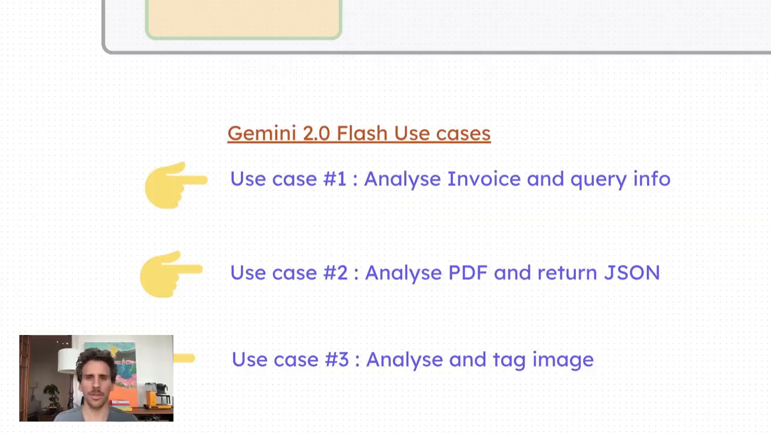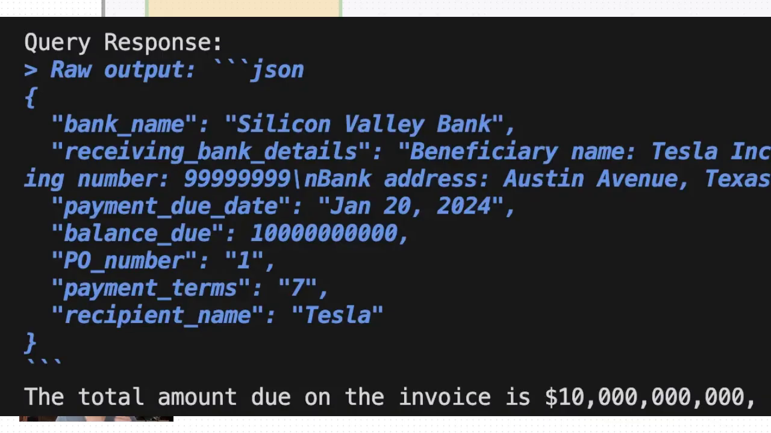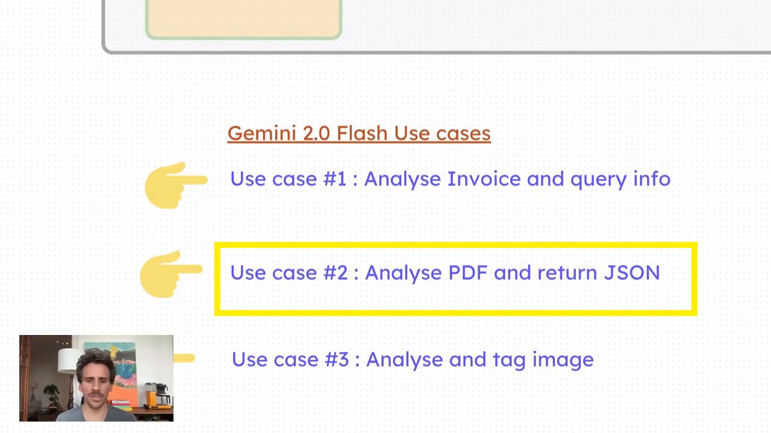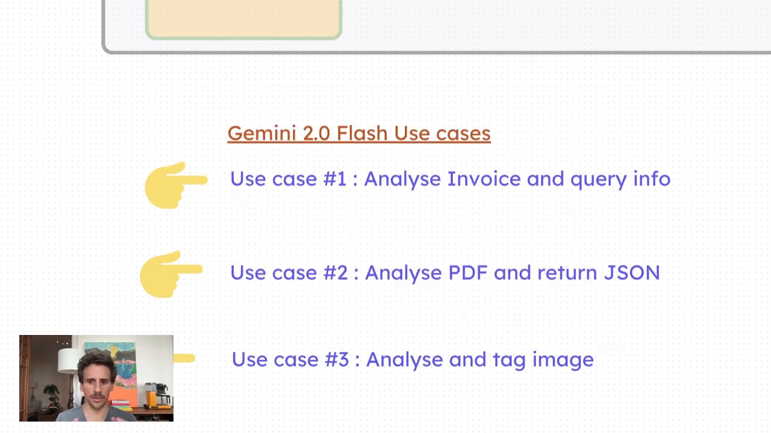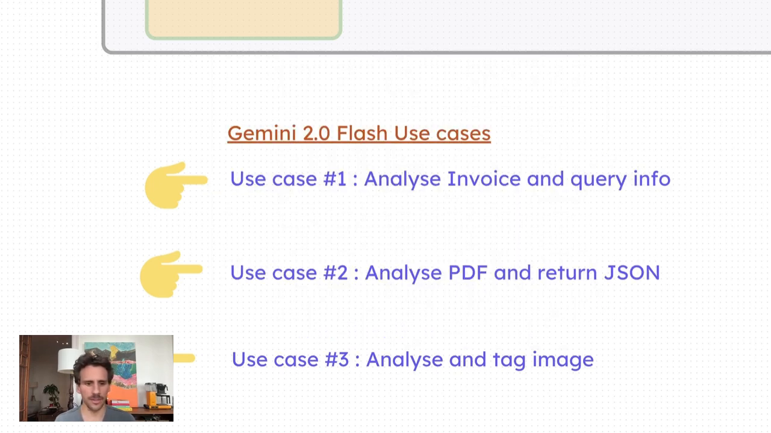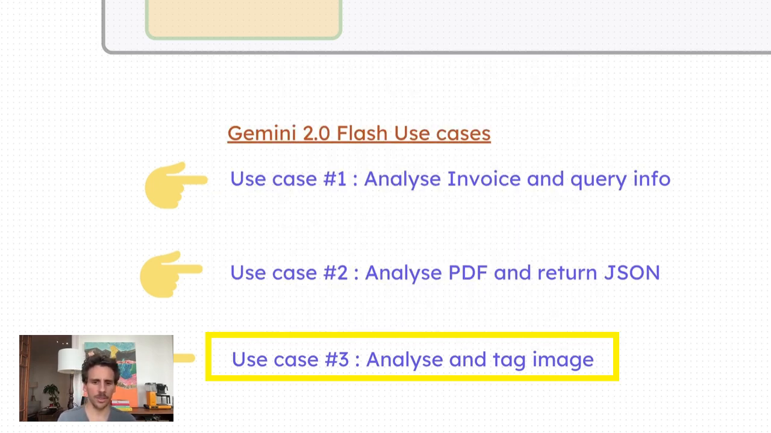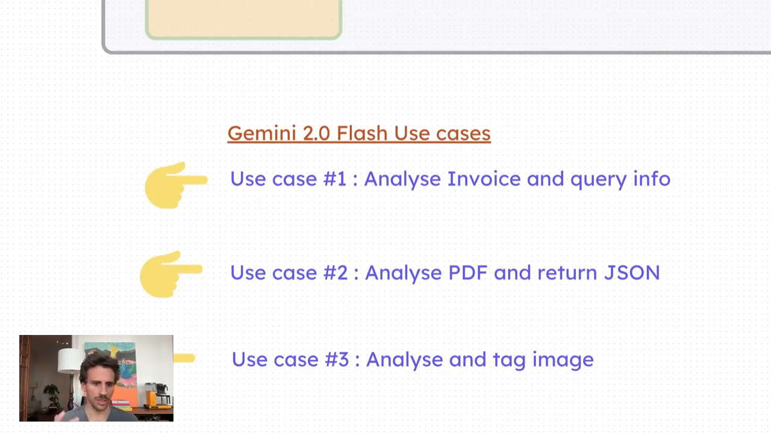All right, let's go. So there are three individual use cases we're going to go over. The first one, we're going to be analyzing an invoice and querying the information. I'm going to be querying that image, so asking about the payment terms, the amount or the currency. Use case number two, I'm going to be analyzing a PDF. I'm actually going to use a lease agreement and I will return a structured output. So I'm going to return in a JSON the information like the first name and last name of the landlord, but also of the tenants. And then the third use case, we're going to be analyzing an image, tag it, and return the output as well in a structured format using JSON.